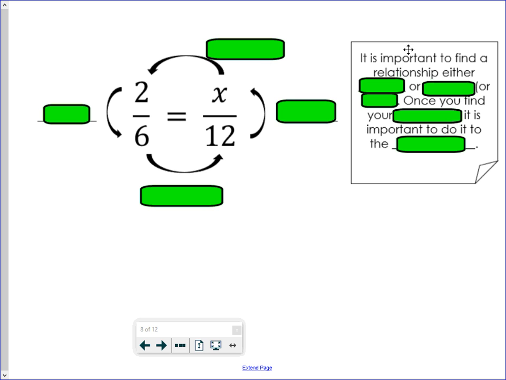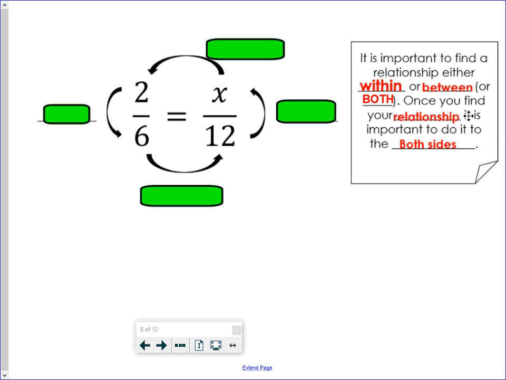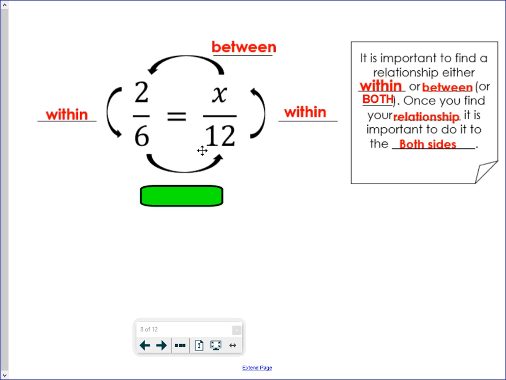So if we were to look at this one, it's important to find a relationship either within or between or both. Once you find your relationship, it is important to do it to both of the sides. So as we were saying, within is up and down. So in this case, within. And across is going to be between. Between, and you want to make sure you do it to both sides. And you can go either direction as well.